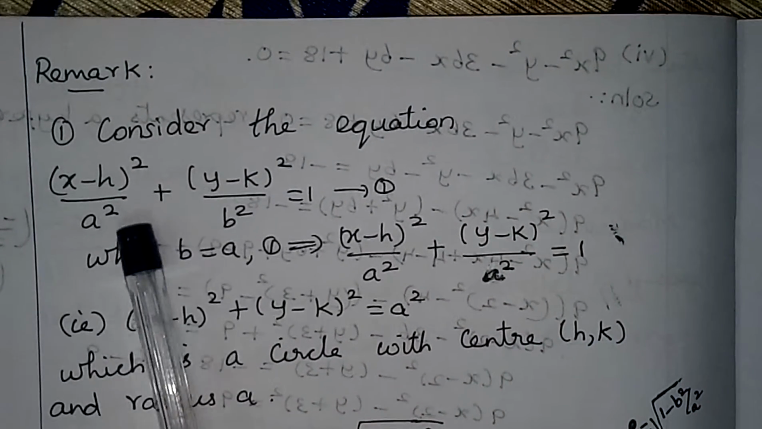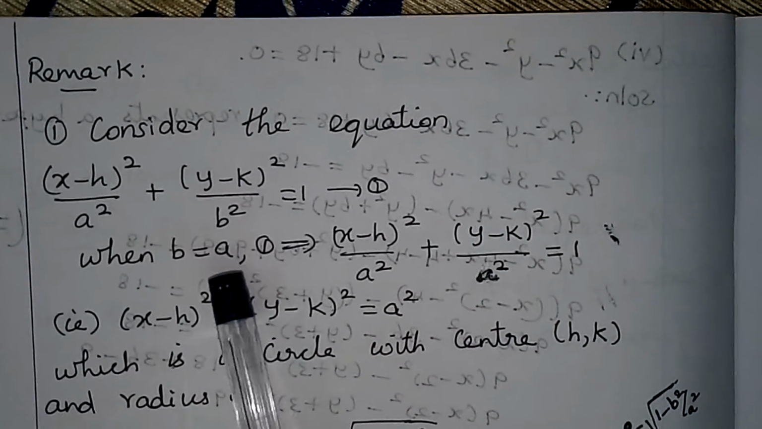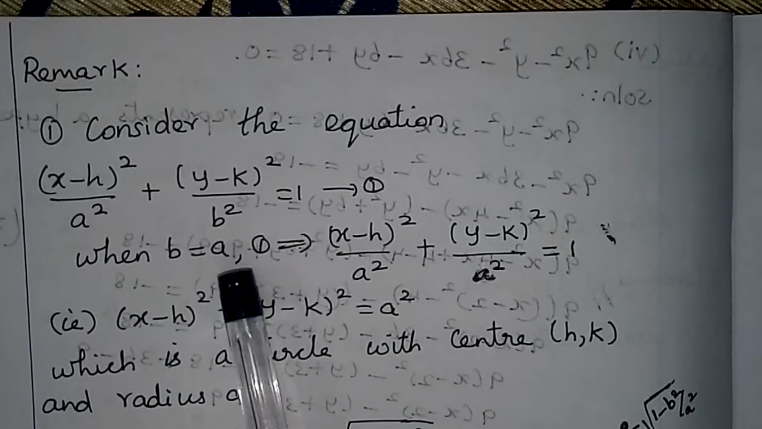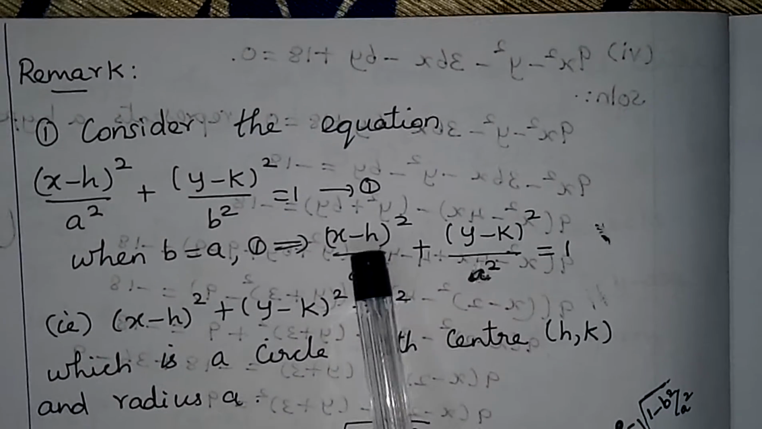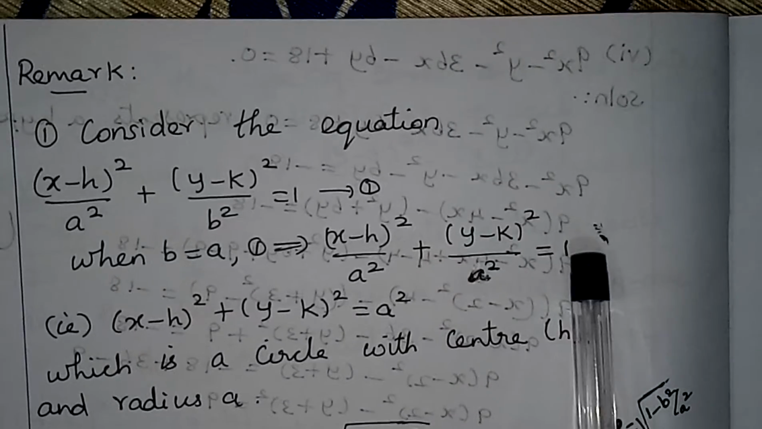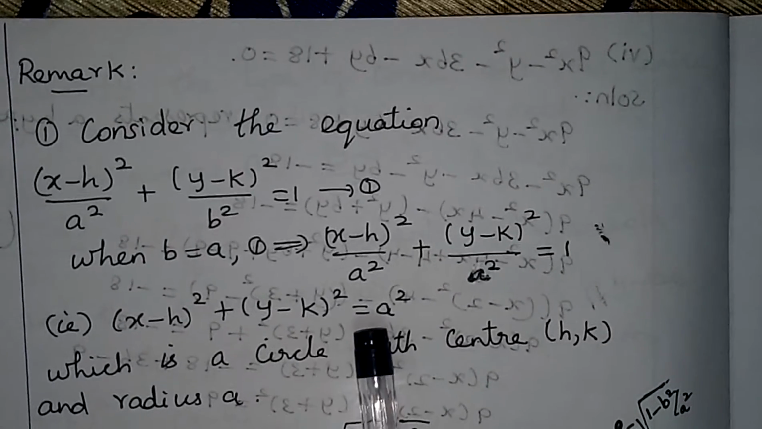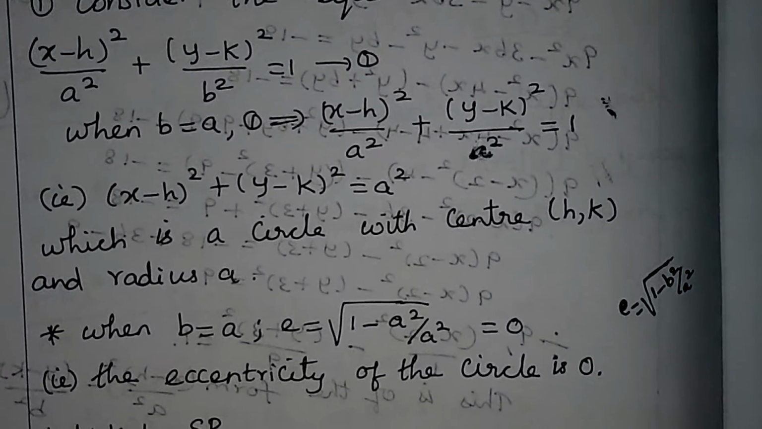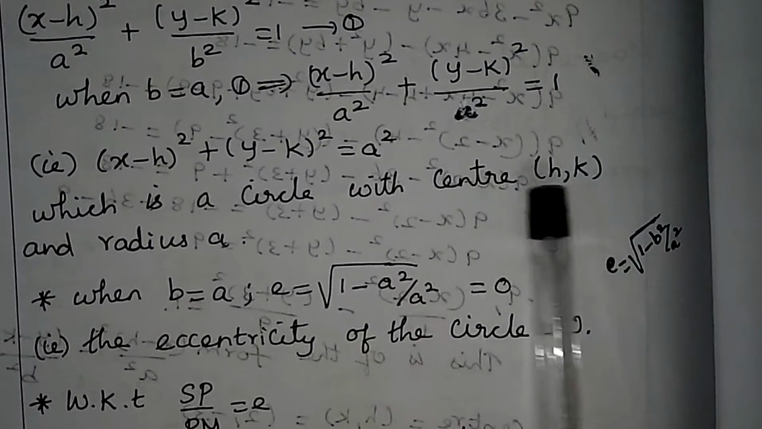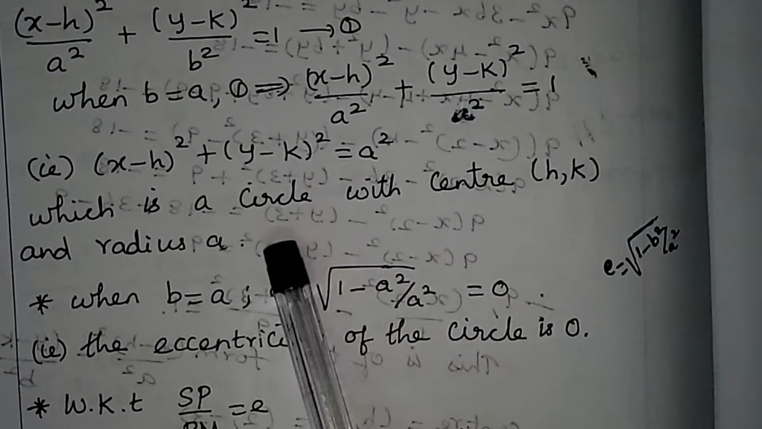Consider this equation. If you replace b by a, this b square will become a square. So this denominator is common, no? Now you can cross multiply it, and like this you'll get the equation. So what equation is this? It is the equation of a circle whose center is (h, k) and radius is a.